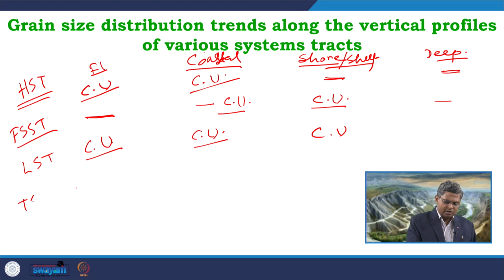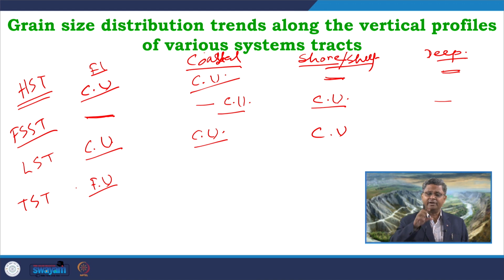And finally coming into the TST part, we will get an overall fining upward trend even within the fluvial part, because here the fluvial systems are aggrading as well as onlapping. So when this aggradation is going on, these fluvial packages will be associated with fewer channels, less amalgamated channels, and more abundance of the flat plain deposits. So more abundance of flat plain deposits will result in an overall fining upward trend.